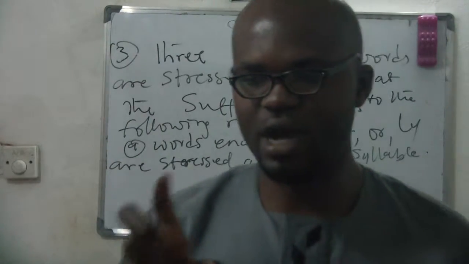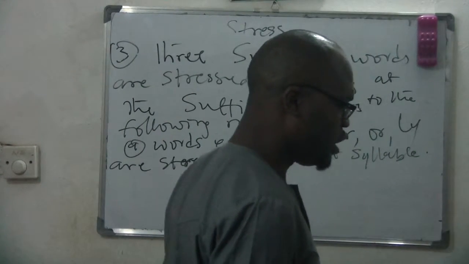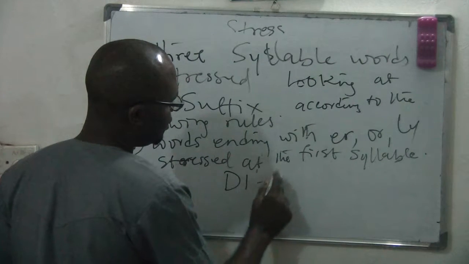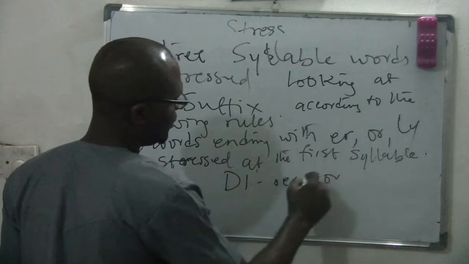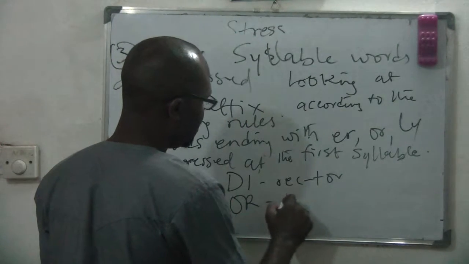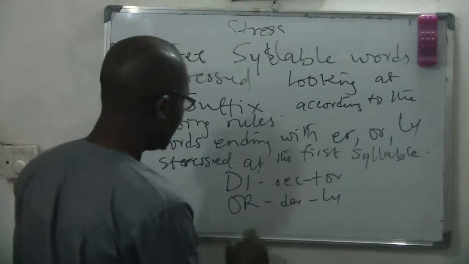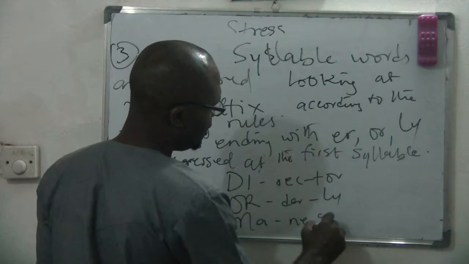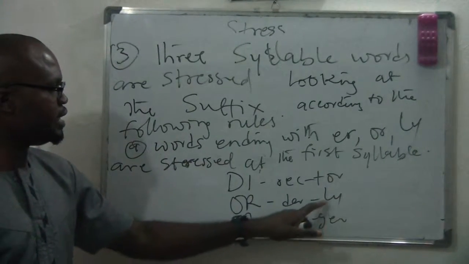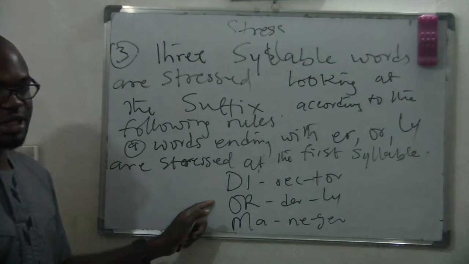Words ending with er, or, ly are stressed on the what? First syllable. Let's say director. Can you see that word? Yes. Orderly. Can you see that word? Manager. Can you see that word? Yes. This one is ending with OR, isn't it? Ending with LY, isn't it? Ending with ER. So all of them are stressed on the word's first syllable. You understand? Yeah.